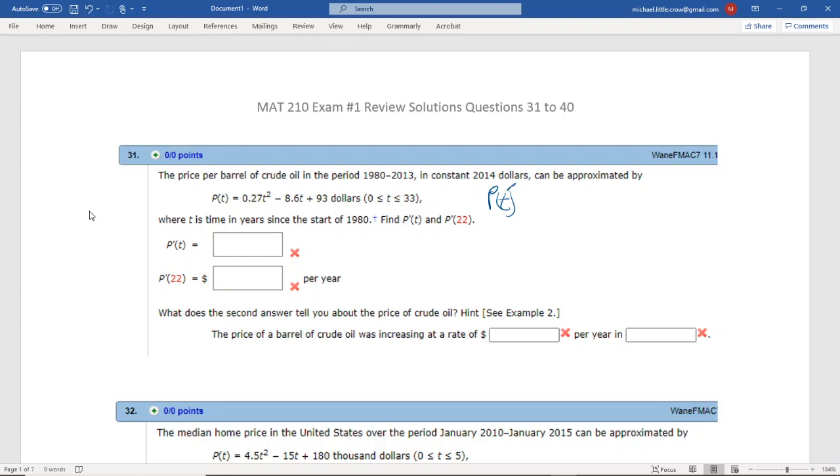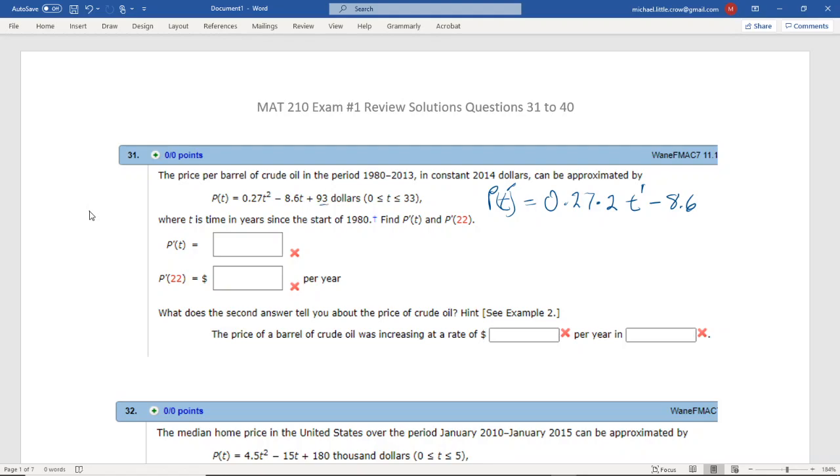we use our sum and difference rules and the power rule. We take the exponent and bring it down in front. So we're going to have 0.27 times 2, the 2 came down, and then we get t to the 2 minus 1, which is t to the 1 power. For the second term, the 1 comes down, so we have 1 times 8.6, and then we get t to the 1 minus 1, which is t to the 0. T to the 0 is 1, so the t's gone.